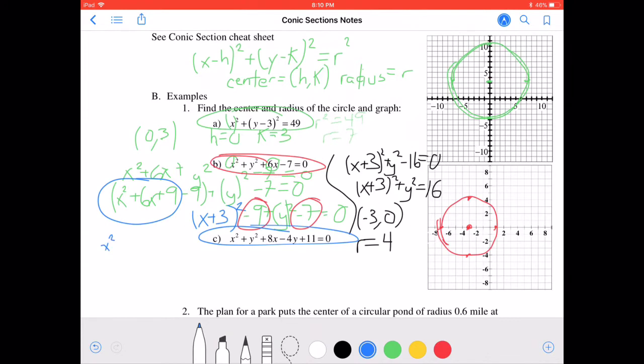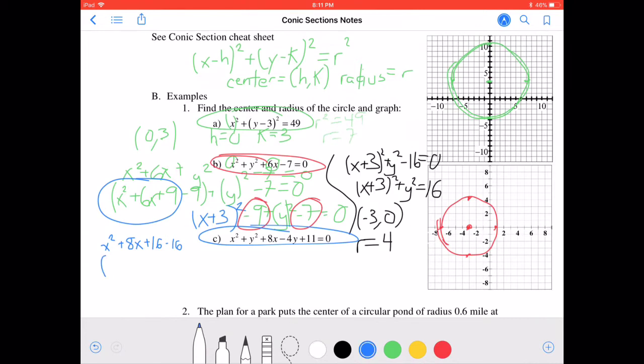So we have x squared plus 8x. I'm just going to do it all together and then move on to the y's, and then we'll deal with the 11. So we have x squared plus 8x. So what I need to do is take half of 8, which is 4, and then square it. So I need to plus 16 and then minus 16.